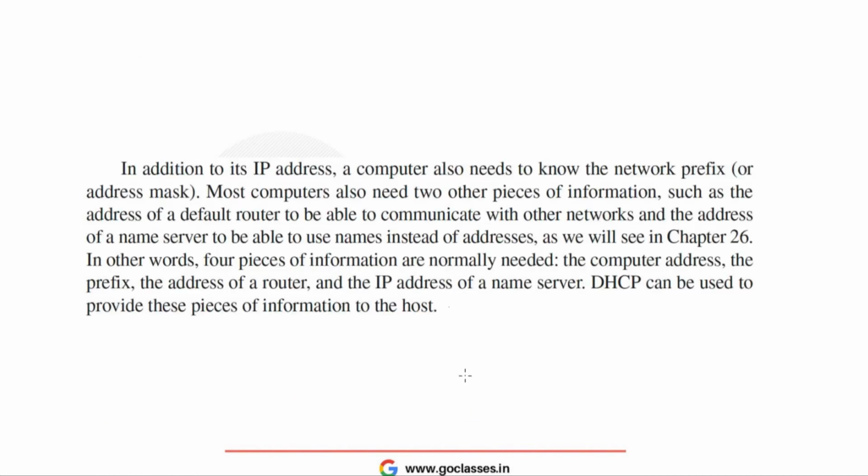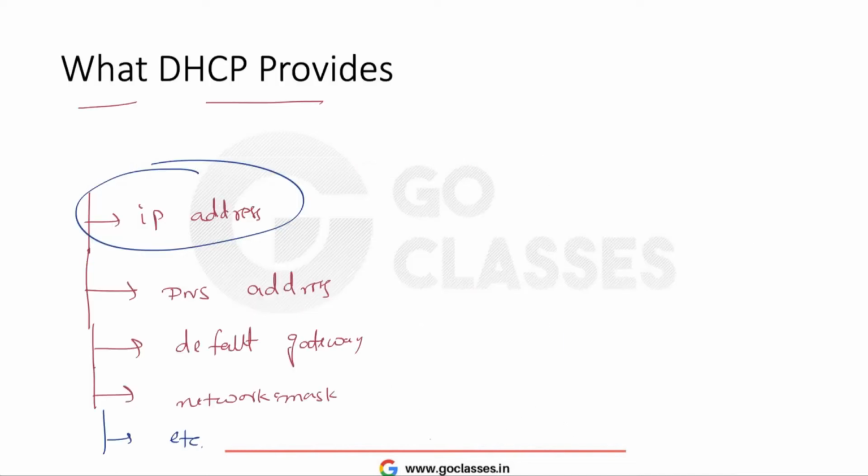So this is a screenshot that I have taken from Forouzan, and if you read it carefully, these details are written here: it provides the network mask, which is the prefix, the address of the router, which is the default gateway, and the IP address of the name server, which is the DNS, and obviously the IP address, right? And the computer address, which is the IP address that we require in the first place. So not only the IP address, it also provides a few other details.